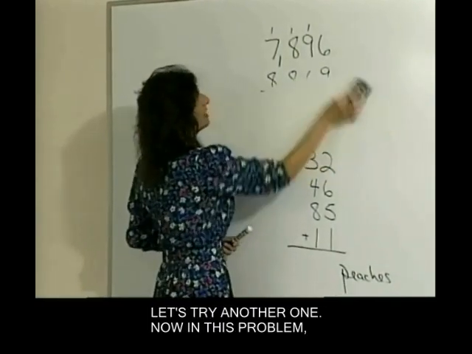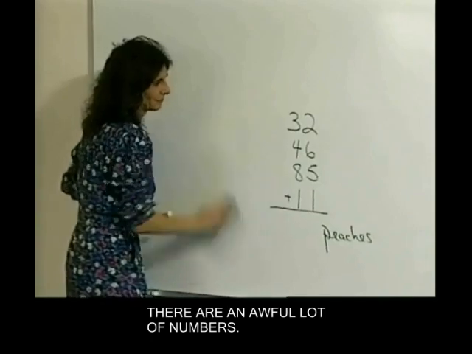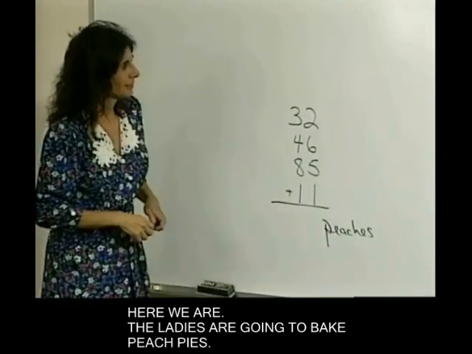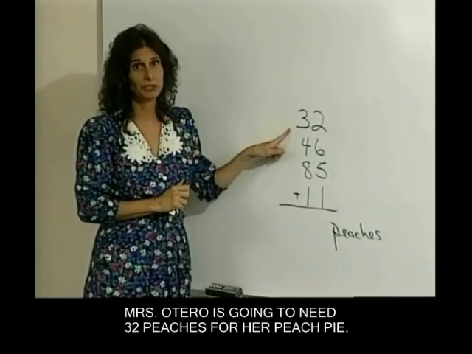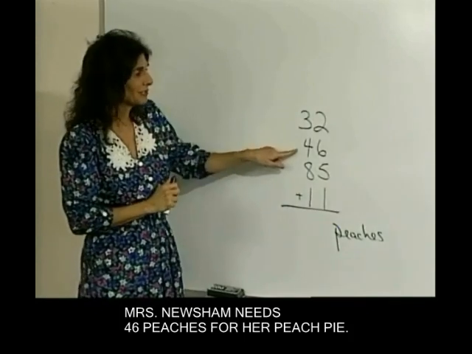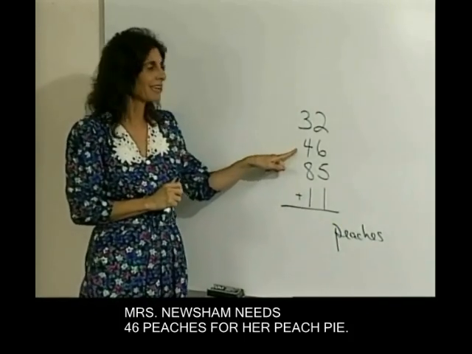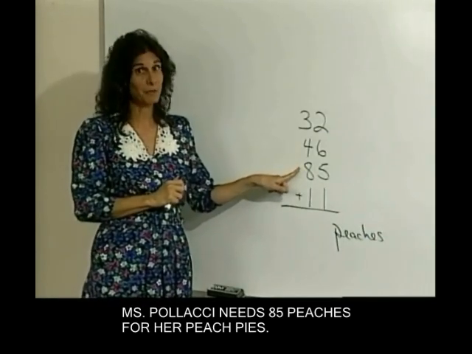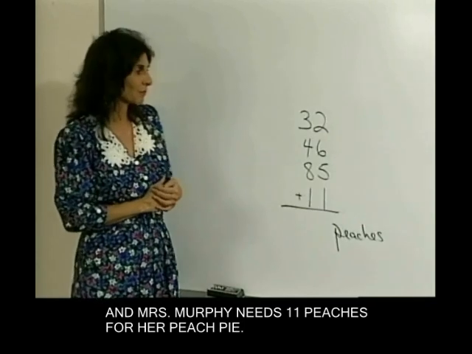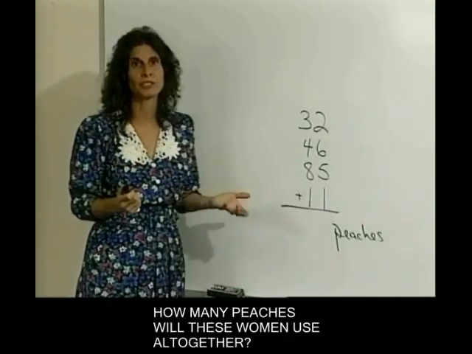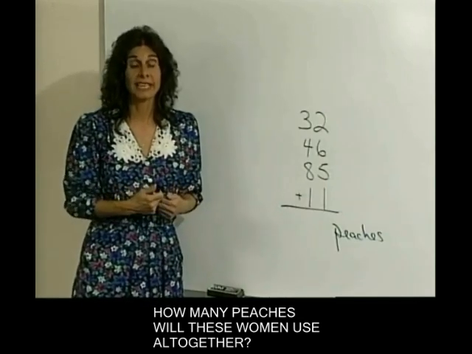Let's try another one. Now this problem, there are an awful lot of numbers. Here we are. The ladies are going to bake peach pies. Mrs. Otero needs 32 peaches for her peach pie. Mrs. Newsham needs 46 peaches for her peach pie. Miss Palachi needs 85 peaches for her peach pies. And Mrs. Murphy needs 11 peaches for her peach pie. How many peaches will these women use all together?